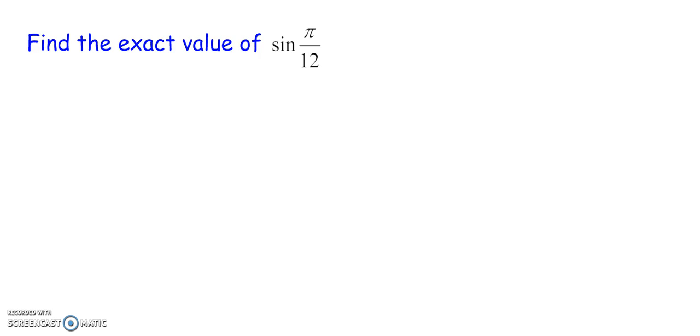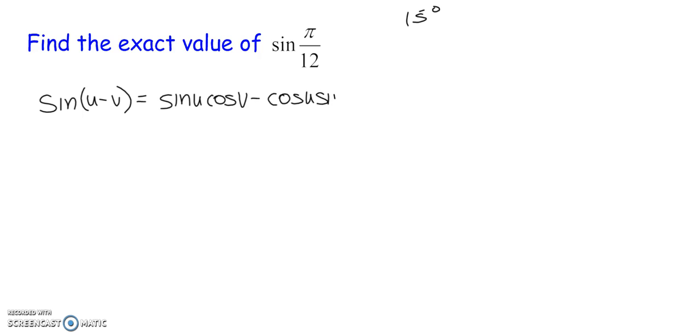Some people might not like working in radians. If you really hate radians, you could multiply by 180 over pi, and you would get that this is 15 degrees. But let's do one in radians just for a sense of a little bit of difference. So here, the formula I'm looking at, the difference: sine u cosine v minus cosine u sine v. It's a way to simplify the sine of a difference.